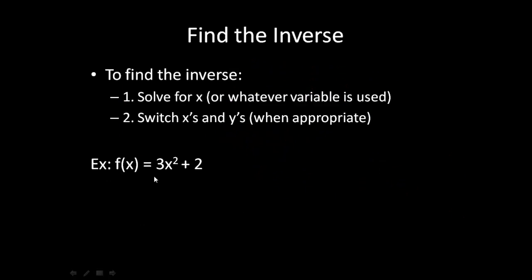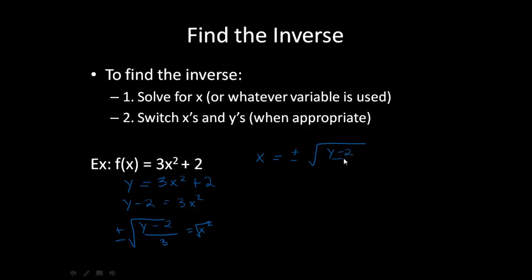So here's another example. We want to find the inverse of 3x squared plus 2. Well, now remember, f of x is just another name for y. It means our function in terms of x. And the first thing I need to do is to solve it for x. So I need to subtract 2, divide by 3, and now to get rid of that square, I need to square root both sides. But remember, since I'm applying the square root and it's an even root, I have to have the plus minus. So for this particular one, I would end up with x is equal to plus or minus the square root of y minus 2 divided by 3.